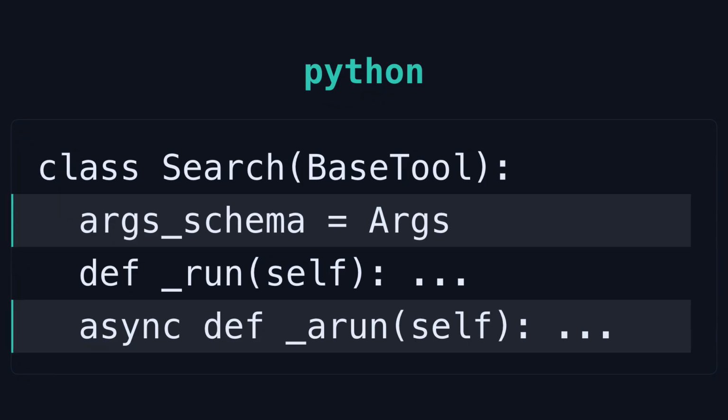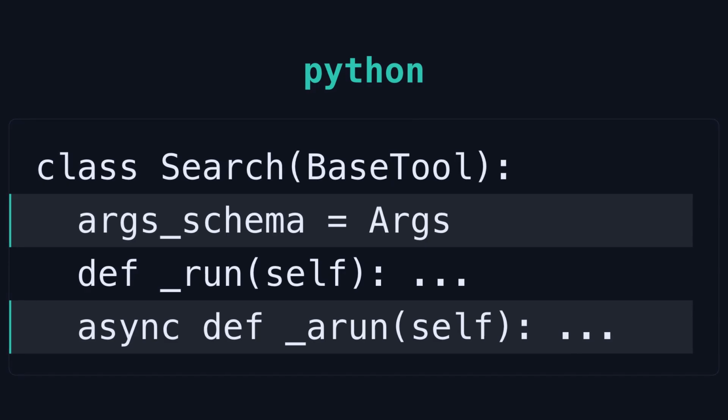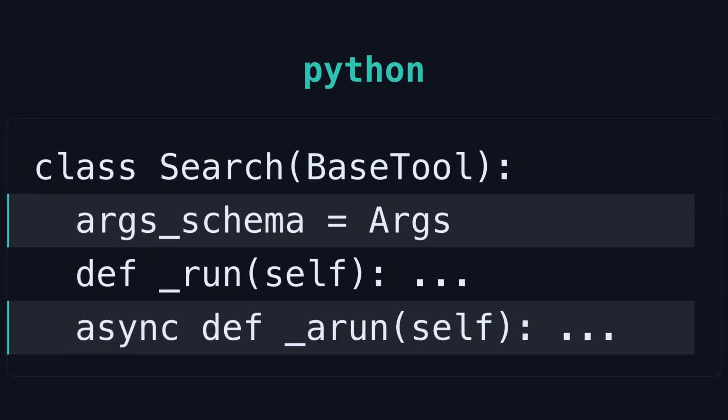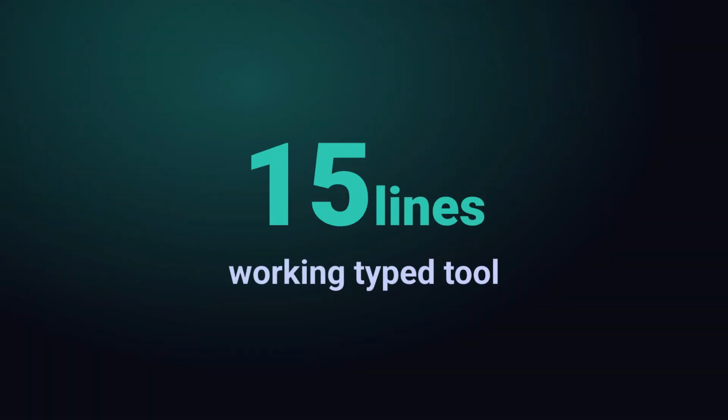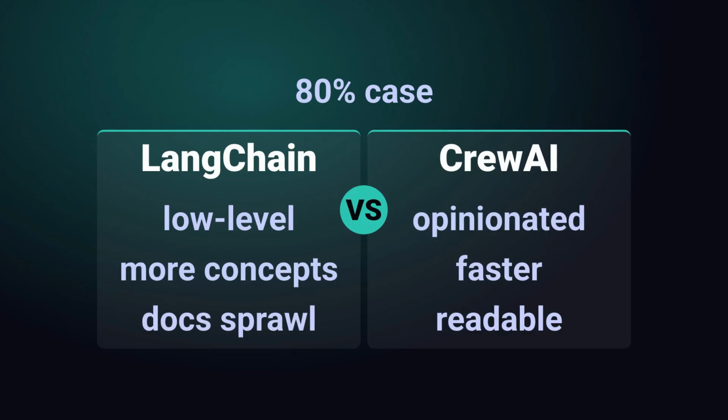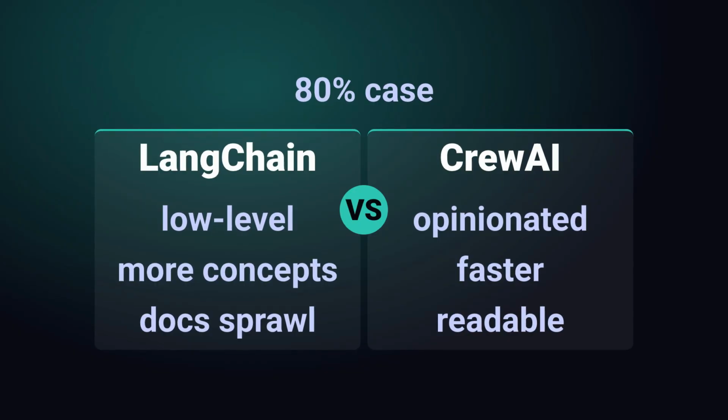CrewAI comes at it from the opposite philosophy. It's opinionated about the mental model. You have agents with roles, tasks, and crews that orchestrate them, and tools slot into that world cleanly. You subclass BaseTool, define a name, a description, an args schema, and implement _run. In 15 lines, you've got a working, typed tool your agent understands. For the 80% case, this is genuinely faster and more readable than LangChain. The structure does the thinking for you.